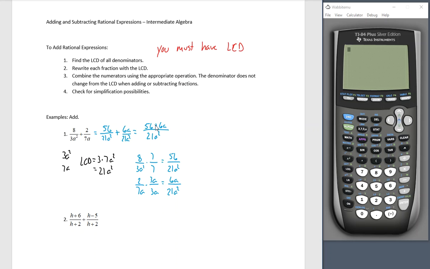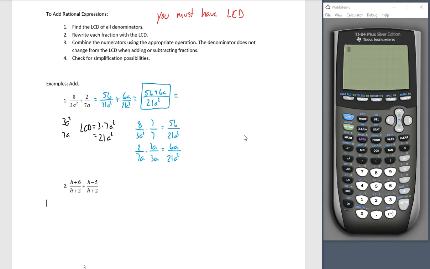That's it, right? But since I can't add 56 and 6a, maybe I'll try to simplify. Do they both have a 3? They don't. They don't both have a 7. They do not both have an a. I can't cancel these a's. If it's not in everything, I can't cancel it from anything. So I'll leave that one right there.